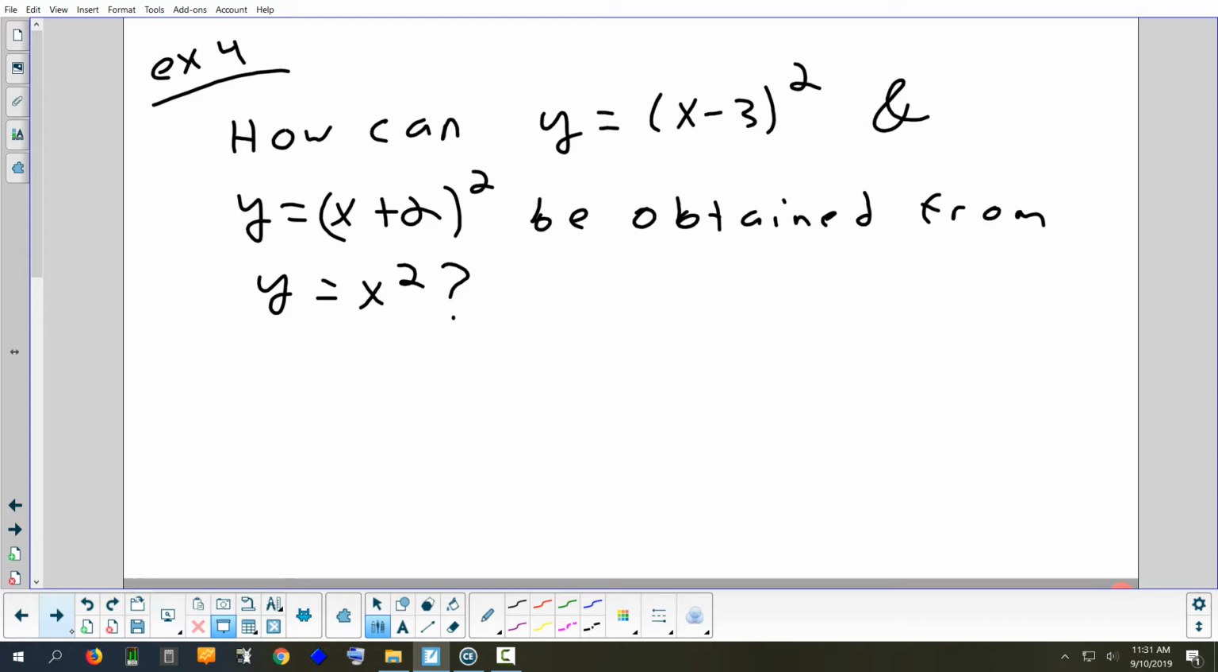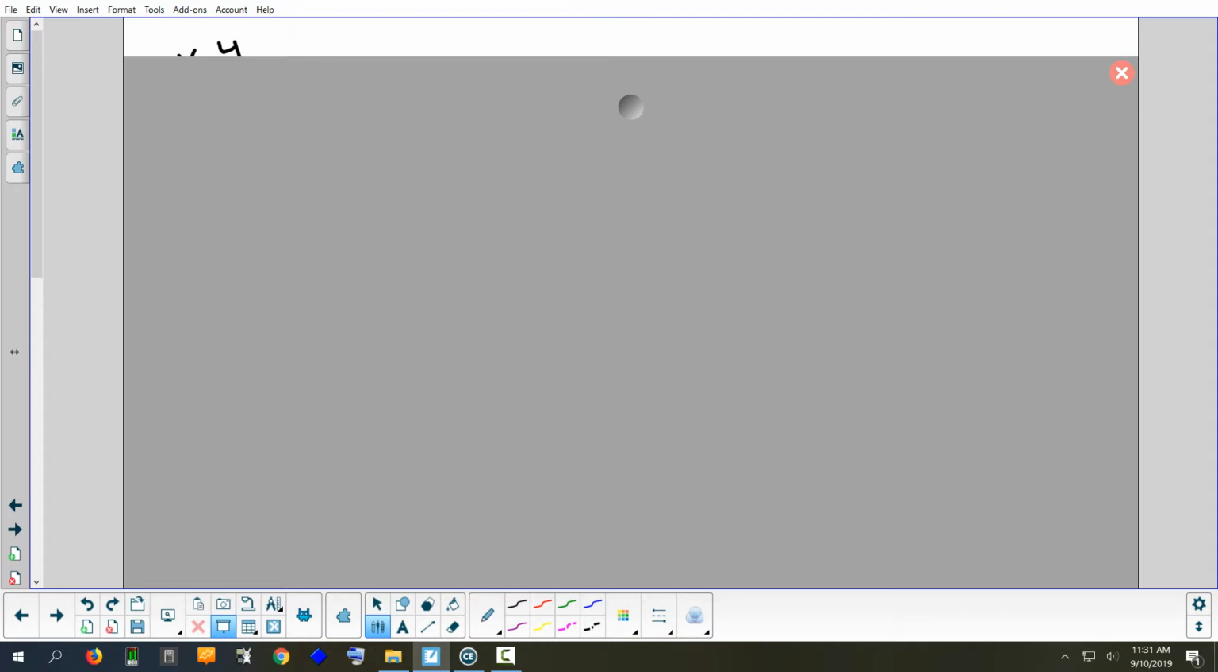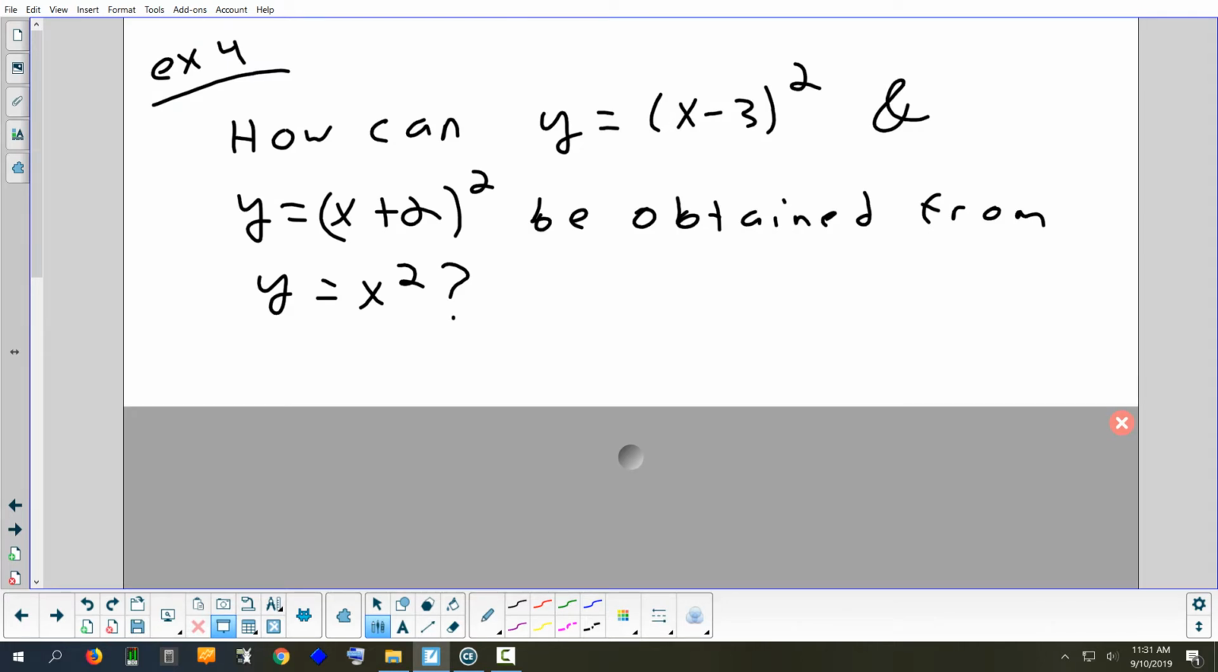Okay. Let's look at this one. Now, little difference from what we just did. What's the difference? Still adding and subtracting. Before it was on the outside, now it's on the inside. So what do you think a plus and minus on the inside is going to do? Shift it left and right. It's going to shift it left and right. Which way do you think minus is going to go?